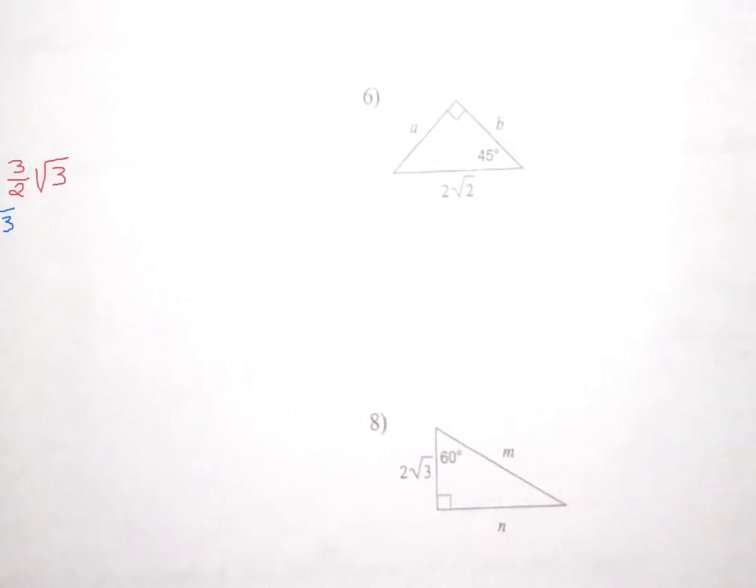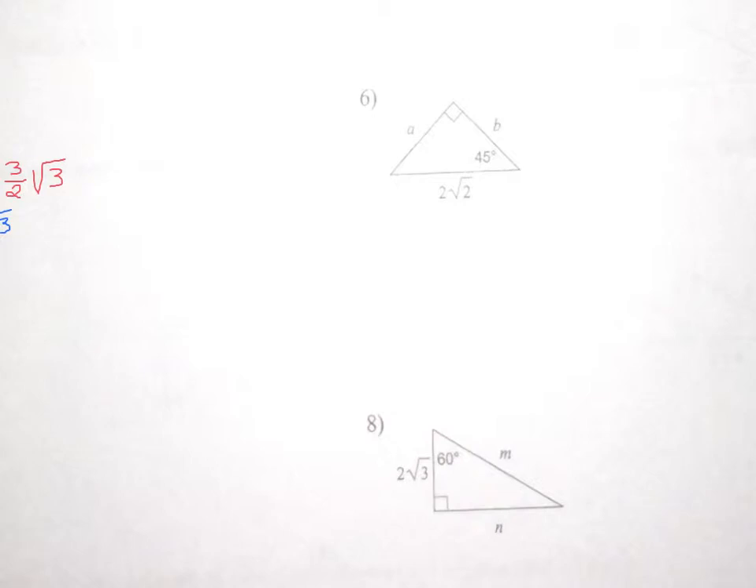Number 6, oh, this is a 45, 45, 90. Okay, I'm going to put what the pattern says. x, x, x square root of 2. Okay, so if the hypotenuse is x square root of 2, and that is 2 square root of 2, so x is equal to 2. Therefore, both legs are the same, which is 2.